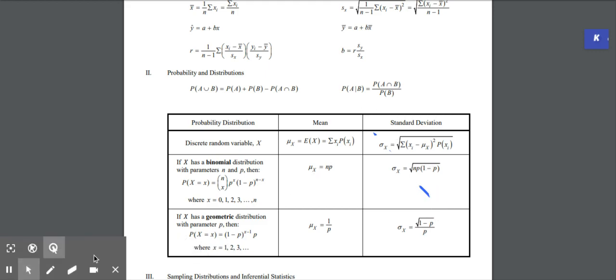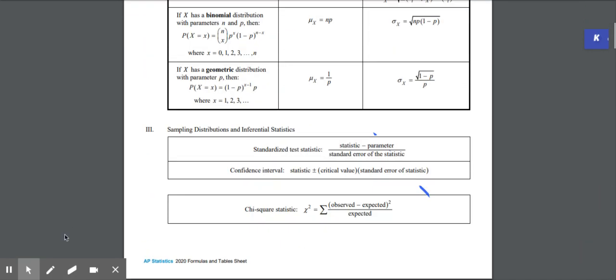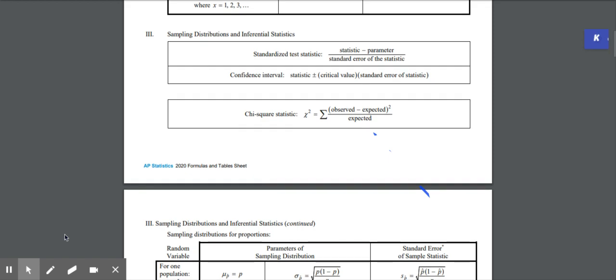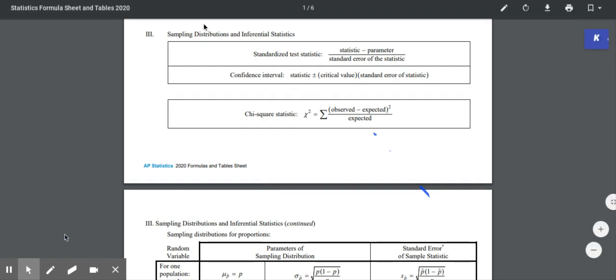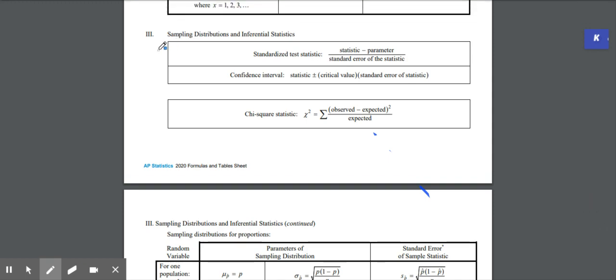Okay. Moving on to sampling distributions and inferential statistics. So these two formulas are super important. I'm going to put a star next to these. These ones will be on the test, no doubt about it, because there will be confidence intervals and tests of significance on there. That's a main focus of the course. This is a generic way of finding a test statistic and a confidence interval.